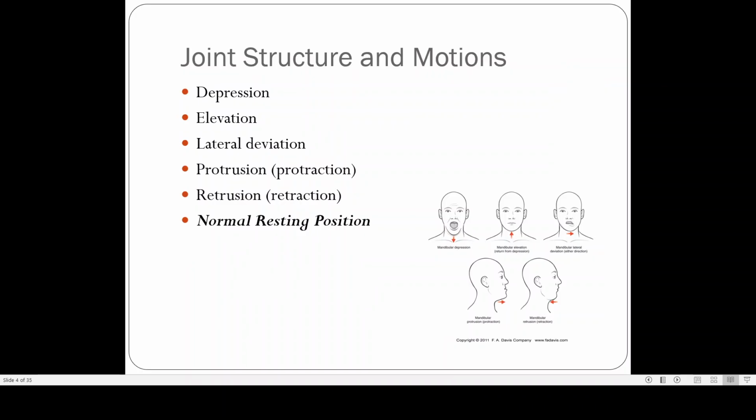When we look at the movements that are available, we can see mandibular depression, which is going to be opening the mouth, elevation, which is closing the mouth. Lateral deviation occurs with the mandible moving side to side. We can see protraction, which is like if you're trying to stick your bottom teeth out further than your top teeth, and then pulling them back is retracting. And then again, we talked about the normal resting position already.